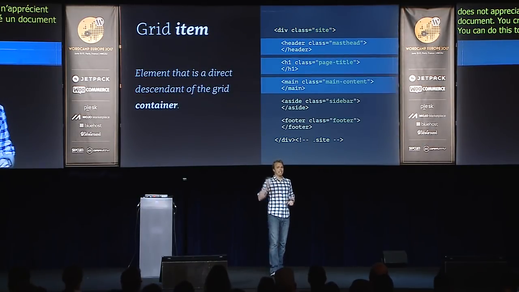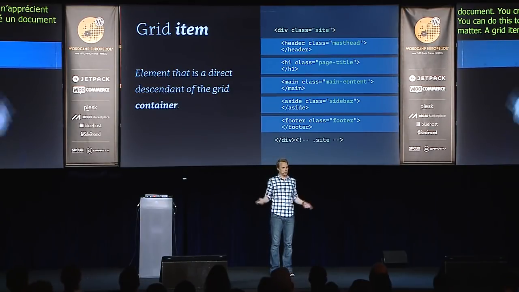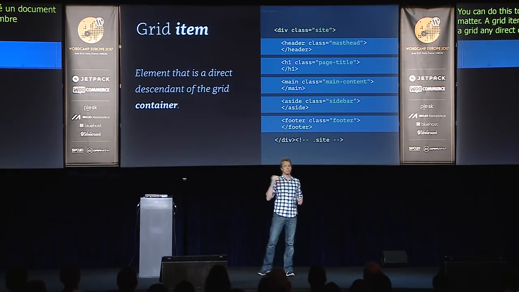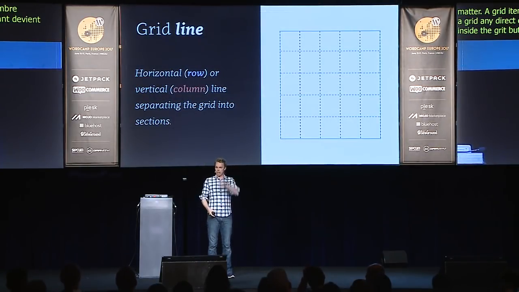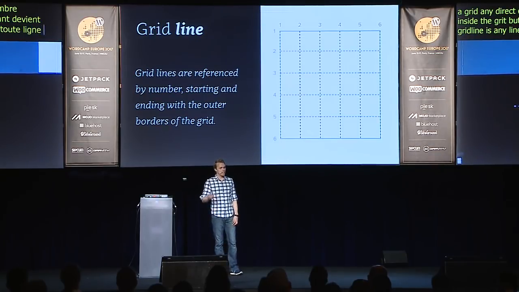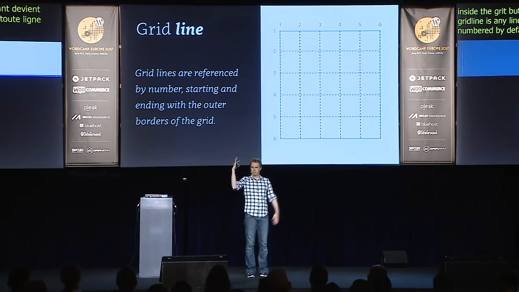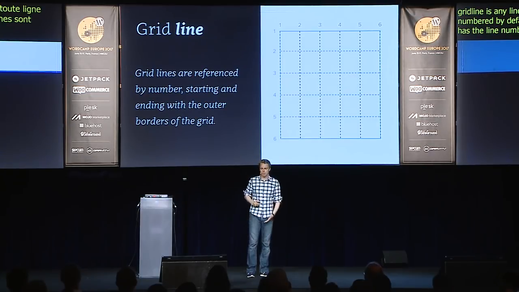A grid item is any direct descendant of a grid container. So if you create a grid, any direct descendant automatically becomes a grid item that's placed inside the grid, but only the first level descendants, just like it is with Flexbox. A grid line is any of the lines you draw inside the grid, horizontal or vertical. The grid lines are numbered by default, so the first edge of the grid, either vertical or horizontal, has the line number 1, and then you just count them, 2, 3, 4, 5, 6, and the last one has the last number.